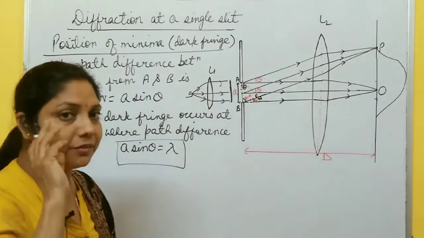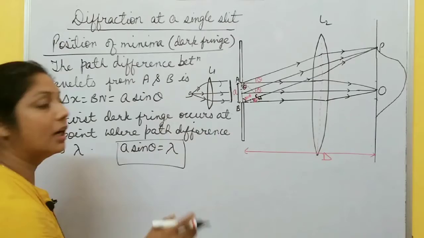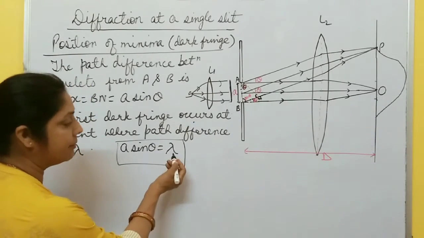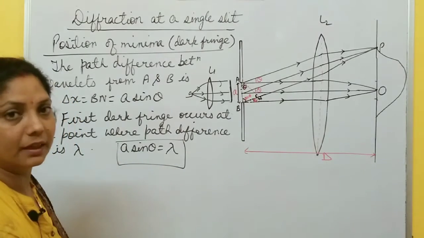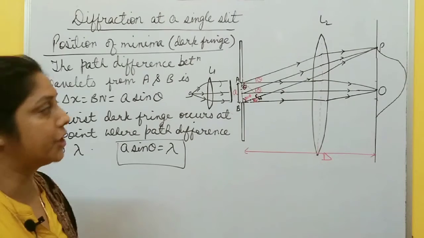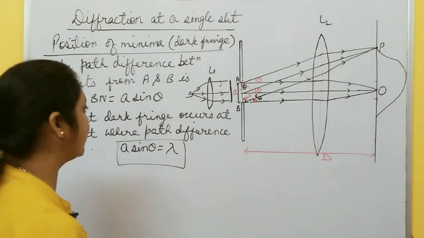In case of interference, this is the condition of maximum intensity, maxima, but here it is opposite to that of the interference pattern. Here when the path difference is lambda, a sin theta equals lambda, 2 lambda, 3 lambda, that is the position of minima or dark fringes. How? Let us prove that.